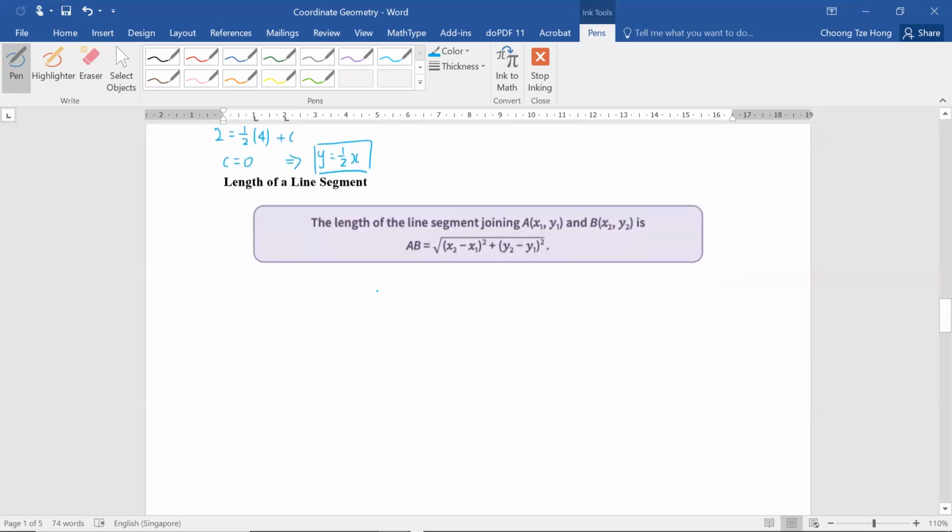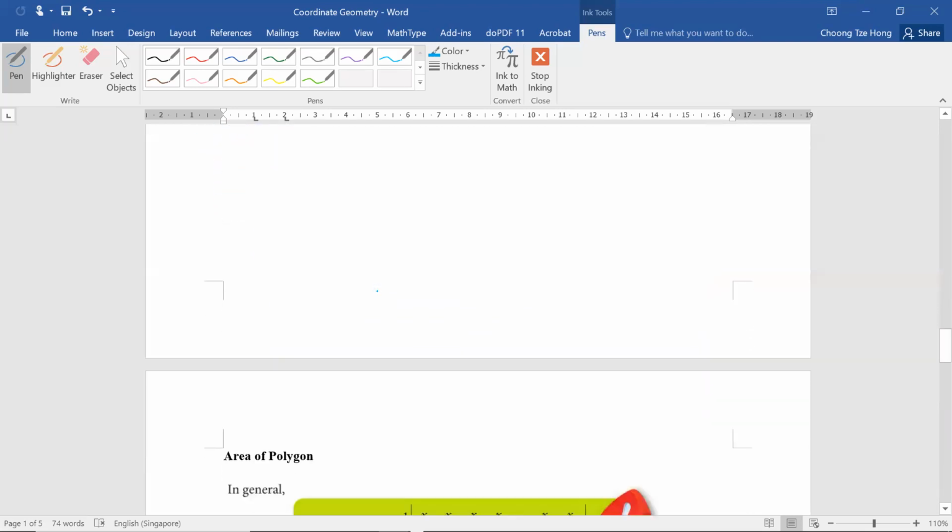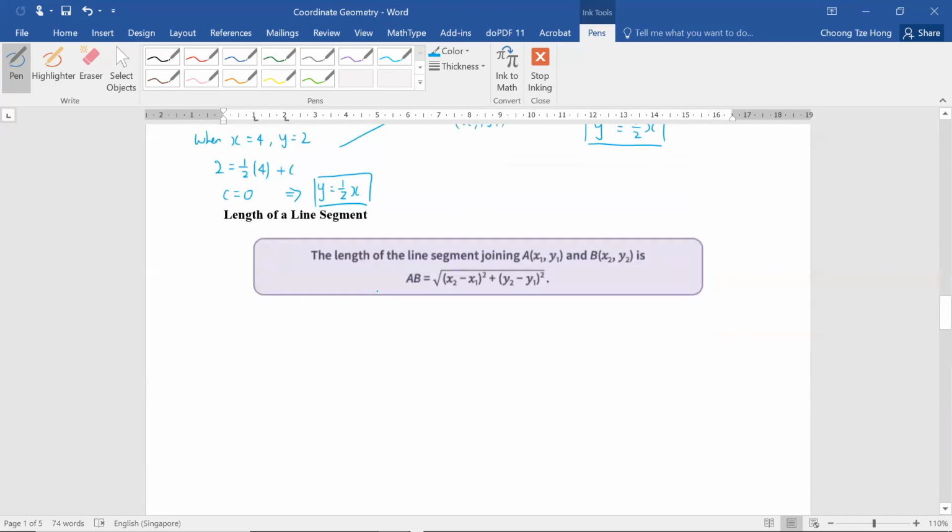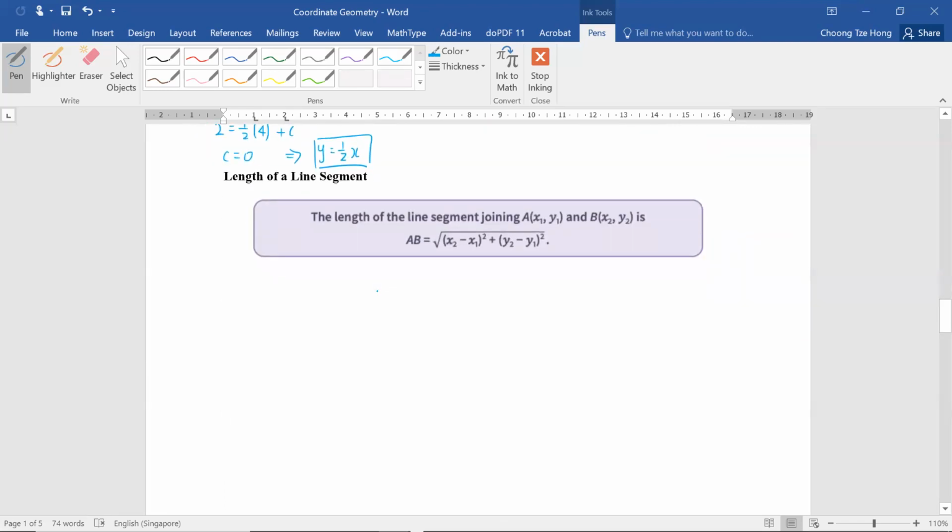Then we'll look through one last concept before we do the O-level question. The next one will be the length of a line segment. The length of a line segment can be found using this. I wouldn't say it's a formula, but it's actually derived from Pythagoras' theorem. Let's say you have point A, the coordinates are -2, 1, and then you have point B, 4, 9.